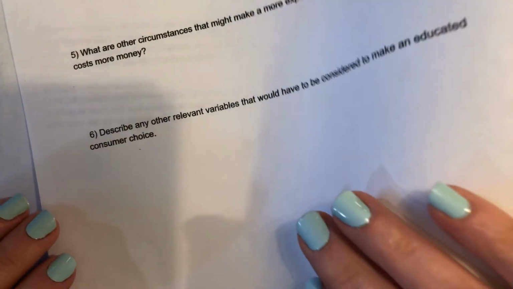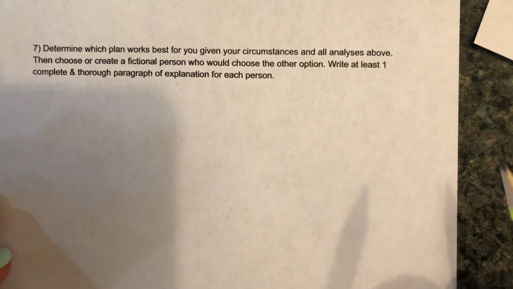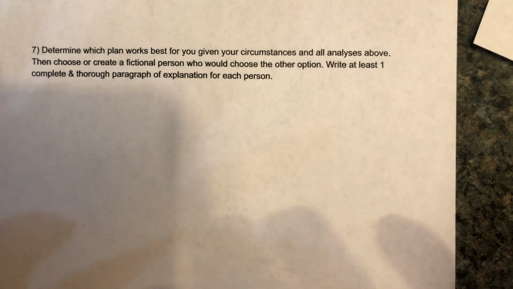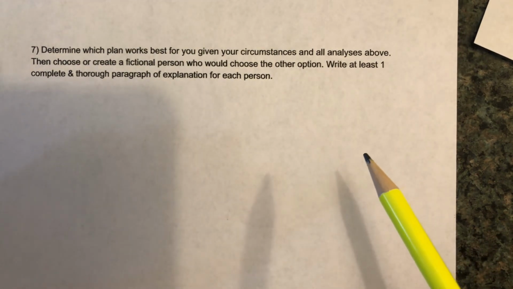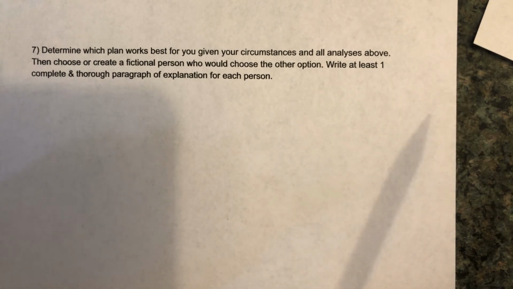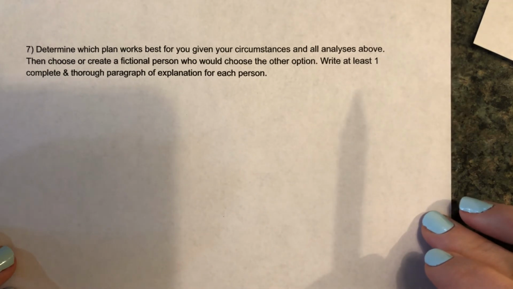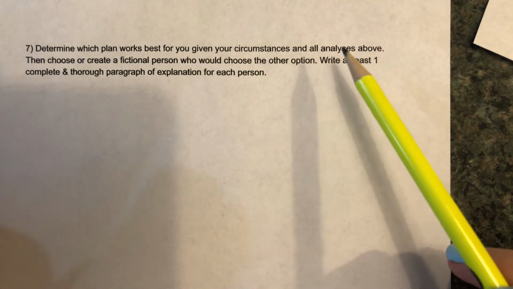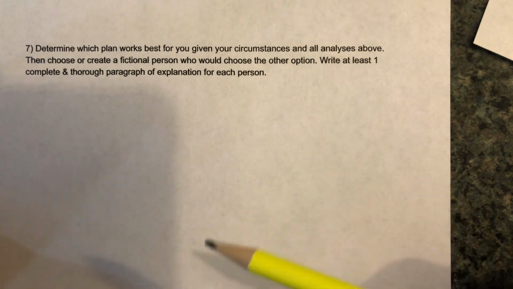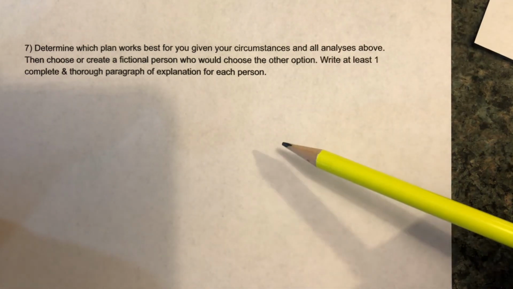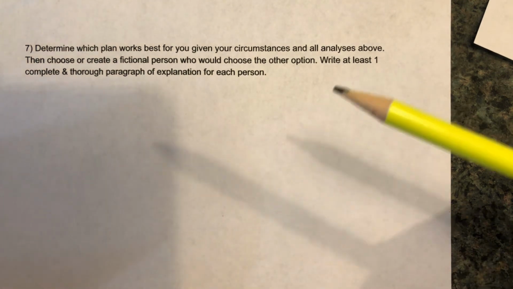And then question 7 on the last page of this: determine which plan works best for you given your circumstances and all analyses above. Then choose or create a fictional person who would choose the other option. Write at least one complete and thorough paragraph of explanation for each person. So you had 3, and this is only talking about 2. So think about which one would work best for you, and then you are going to create this fake person who's picking one of the other 2 plans.